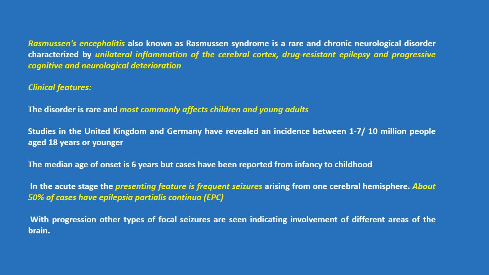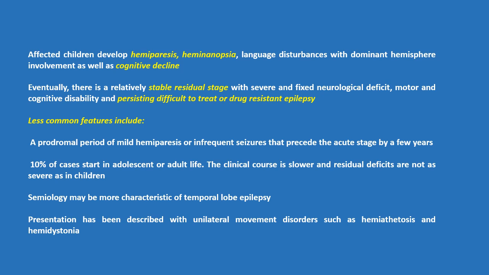In the acute stage, the presenting feature is frequent seizures arising from one cerebral hemisphere. About 50% of cases have epilepsia partialis continua. With progression, other types of focal seizures are seen, indicating involvement of different areas of the brain. Affected children develop hemiparesis, hemianopsia, language disturbances with dominant hemisphere involvement, as well as cognitive decline.